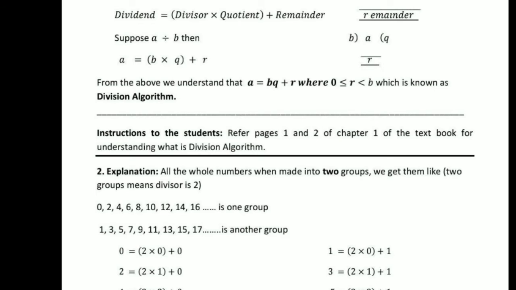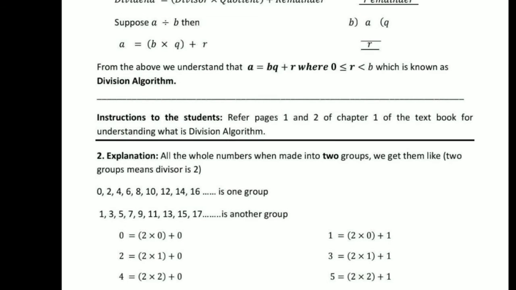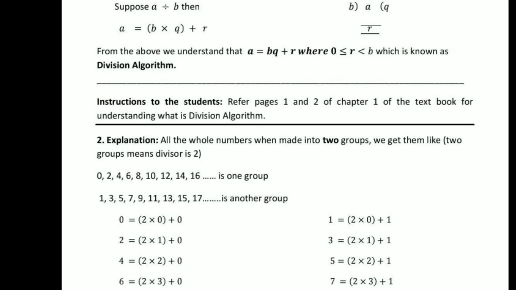So like this you can write 4 is equal to 2 into 2 plus 0, and 6, 2 into 3 plus 0, and 8, 2 into 4 plus 0. So by seeing these division equations, you can easily understand how to write these equations in the form of A is equal to B into Q plus R, where R must be less than B and it starts from 0. Okay, just observe this carefully.